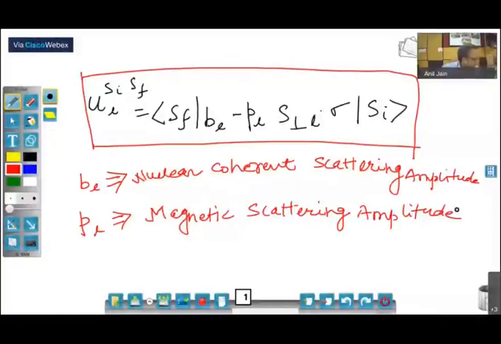Now, what I have neglected here is nuclear spin. So I am neglecting here this scattering from the nuclear spin. So let me write. I am neglecting here nuclear spin. So I am neglecting this scattering from the nuclear spin.